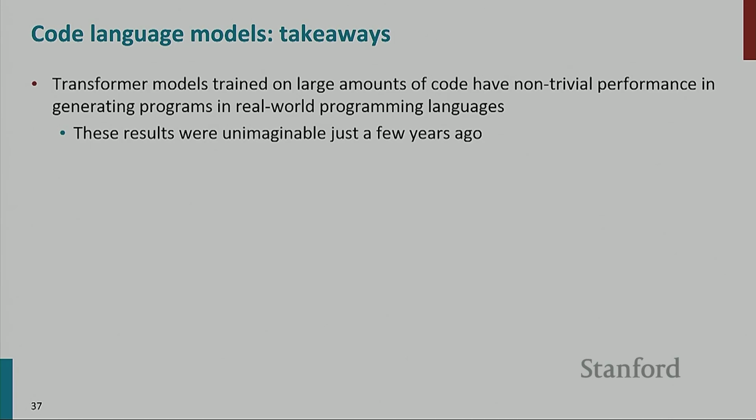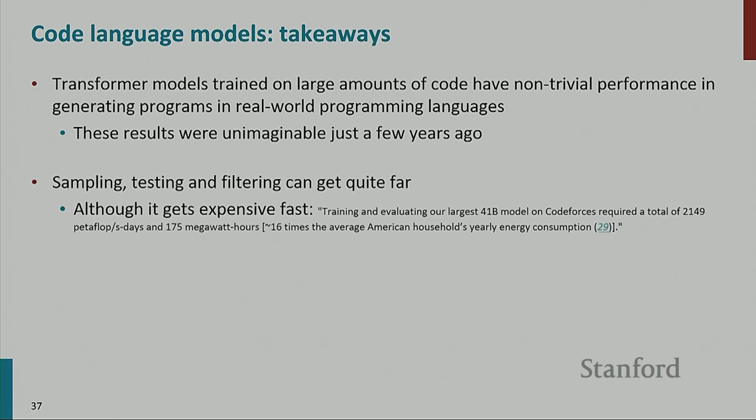Yeah, so just some quick takeaways. It seems like transformers just trained at scale on code have non-trivial performance in this task. And these results, maybe for people that download Copilot and just test it and it sort of works, don't seem that surprising. But for the program synthesis field that had been for decades working on these very specific, very constrained domain-specific languages, these results were just unimaginable a few years ago.